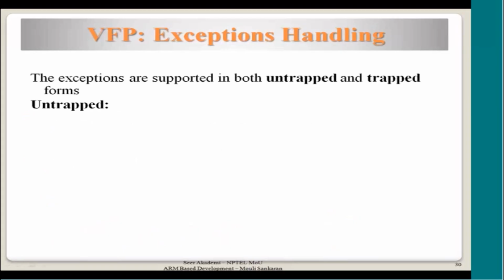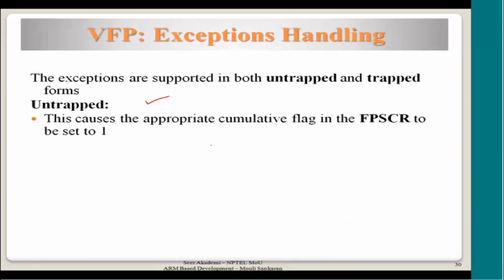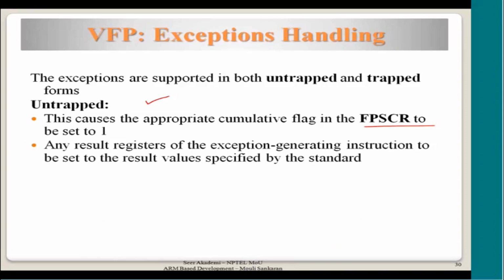There are two ways. Untrapped, that means you don't want to trap it. This causes the appropriate cumulative flag in the FPSR to be set to 1. So if you don't want to generate a trap, the QC flag can be set to indicate that there was a condition which exceeded the limit, but because I don't want to generate a trap, I am just indicating it by setting this flag. That is the internal handling.